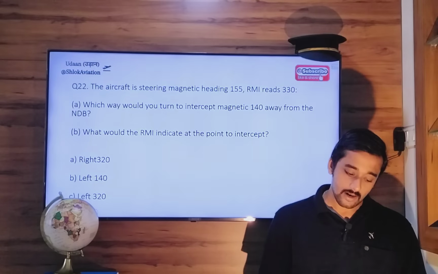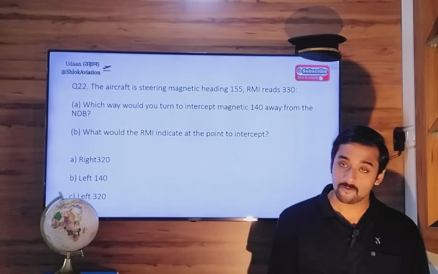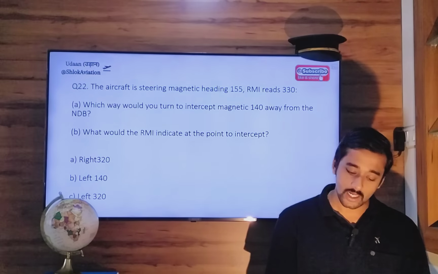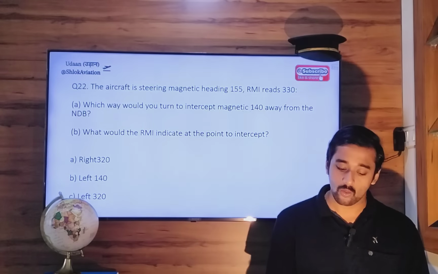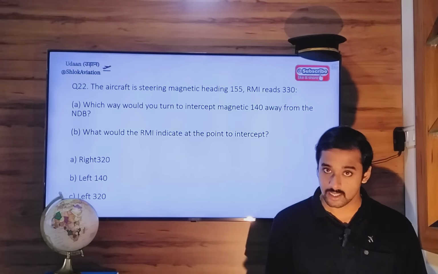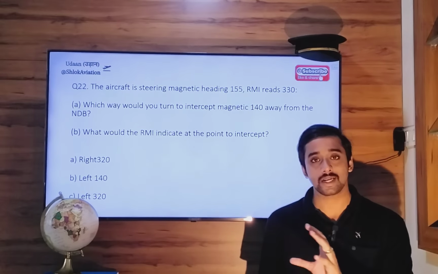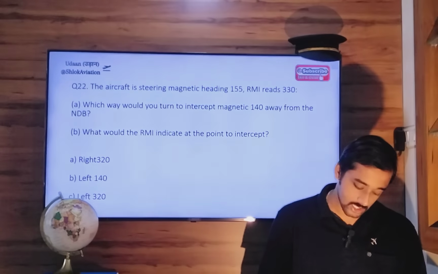Next, the aircraft is steering a magnetic heading of 155. RMI reads 330. Which way would you turn to intercept magnetic 140 away from the NDB station? What would the RMI show when you intercept that track away from the NDB station?